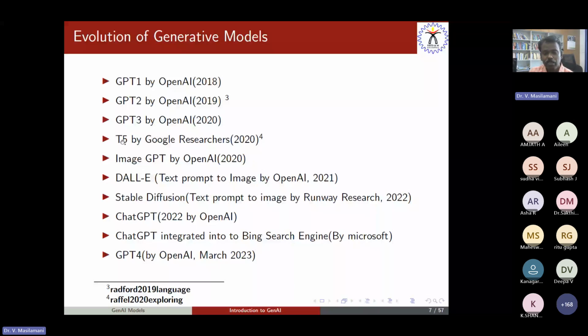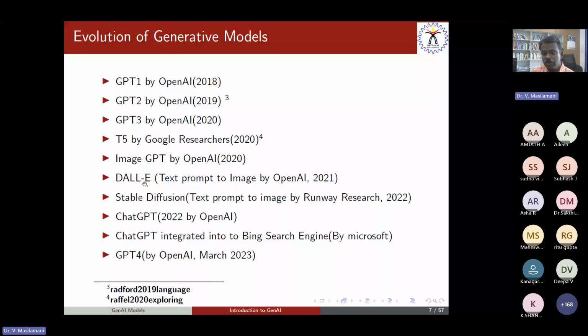They made T5, and then OpenAI, not just for text, used GPT for image generation as well, called Image GPT, which they did in the year 2020. In Image GPT, the GPT-2 version was used. GPT-2 was introduced in 2019 for text first, and then it was modified to generate images in 2020 by the same OpenAI group. Then OpenAI went on to make another image generation model called DALL-E, in the year 2021.